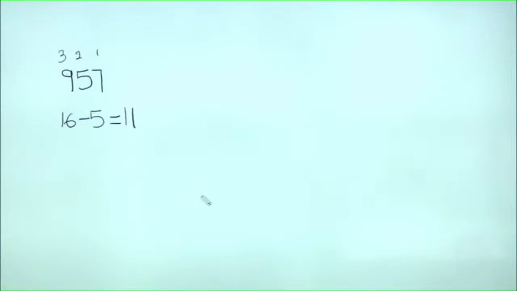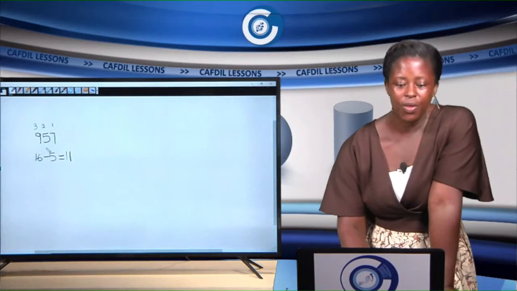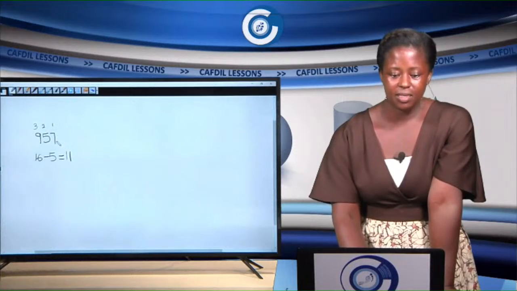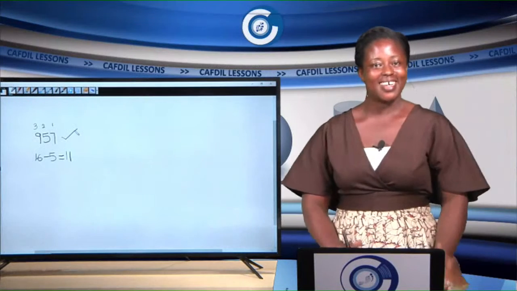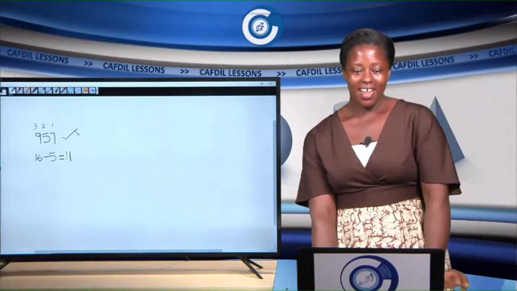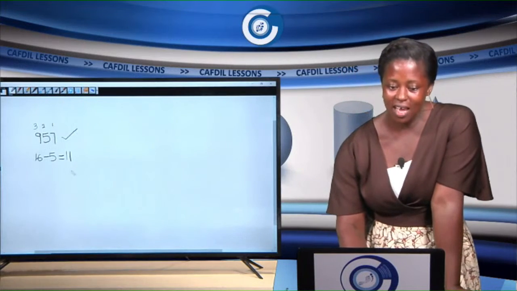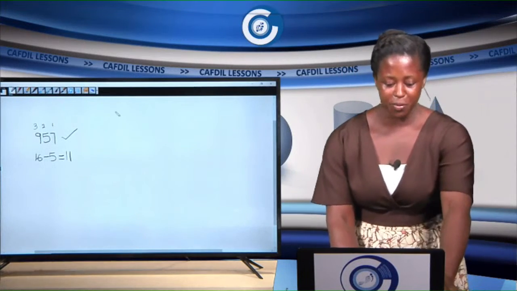Is 11 divisible by 11? Yes, 11 is divisible by 11. Therefore, 957 is divisible by 11. I hope you had it. That's good. Now let's look at our last example.